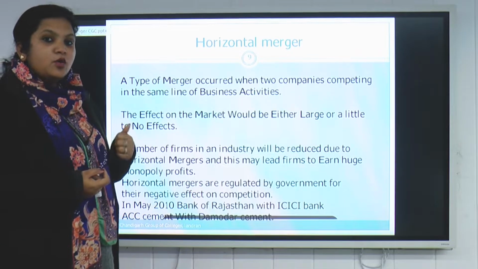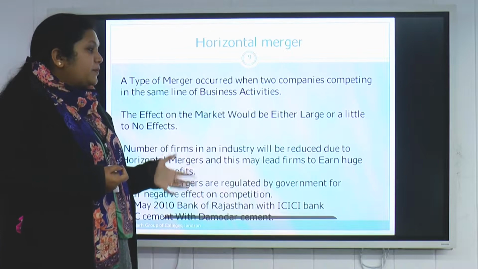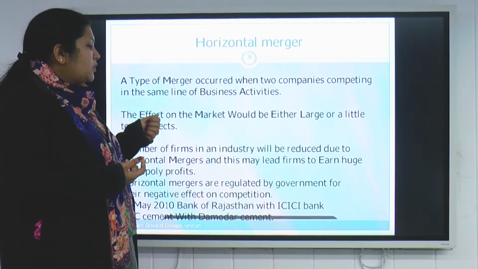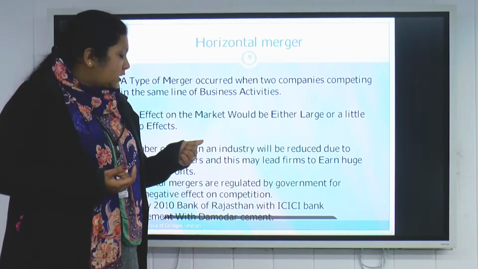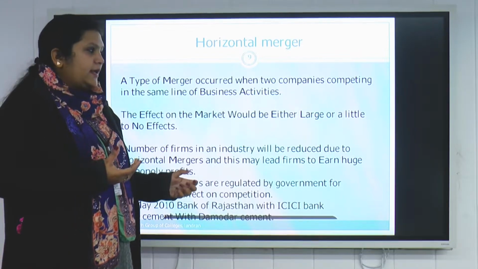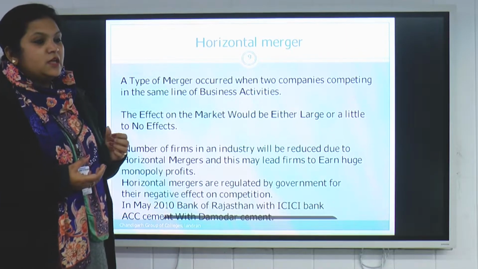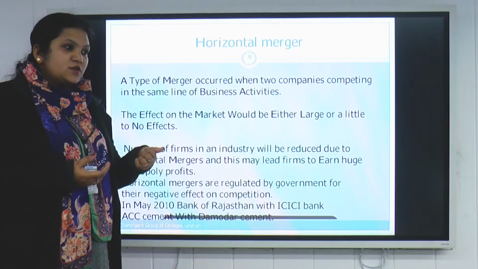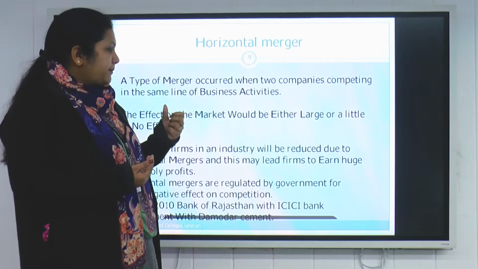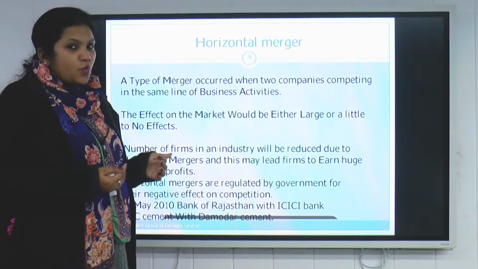Okay. A horizontal merger is a merger when 2 or more companies competing in the same line of activities merge together. The effect on the market would be either large or a little to no effect. Whenever 2 companies that are dealing in the same product line go for a merger, for example, the recent merger that took place 4-5 years back, ING Vysya and Kotak Mahindra Bank. Both the companies are working in the banking sector. Therefore, they are working in the same lines of the business. So the effect on the market is quite less.